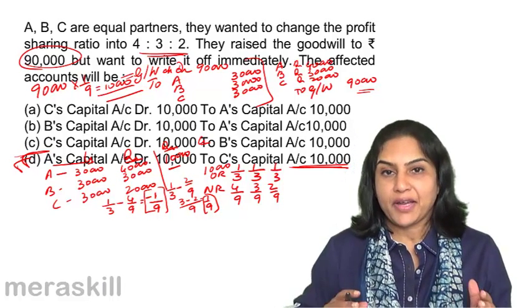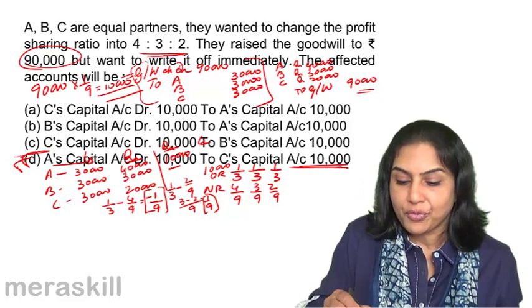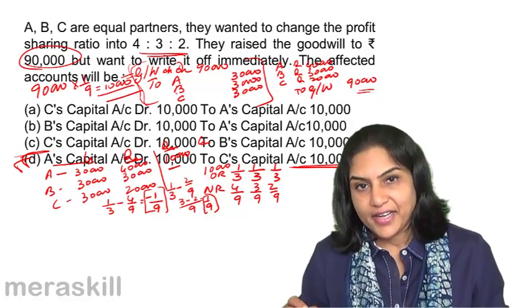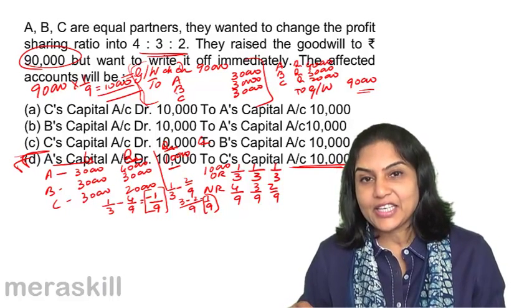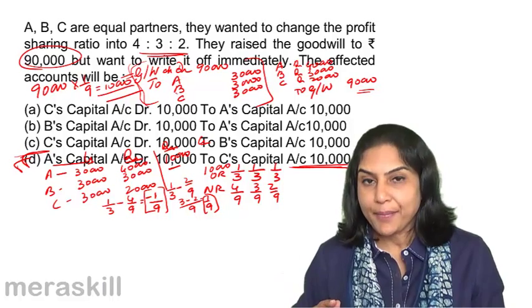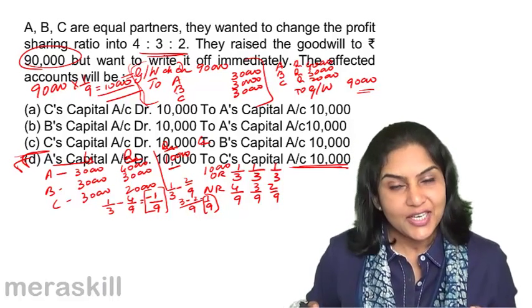So the same effect, what we do with gaining and sacrificing capital, is also another way of doing it, which would be to raise the goodwill and immediately write it off. The net effect is only A's capital and C's capital. B's capital, there is no effect because there is no change in his ratio.